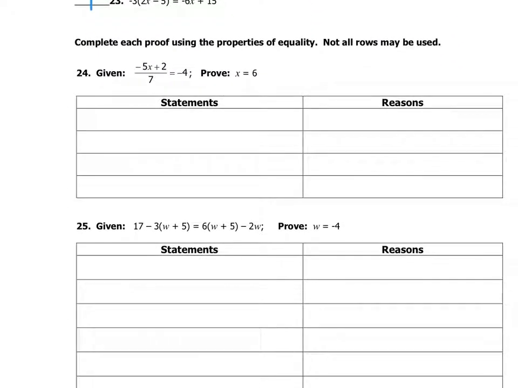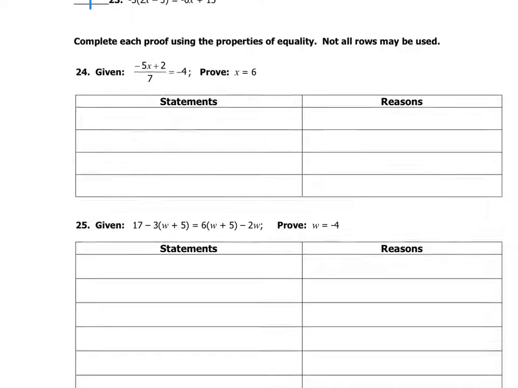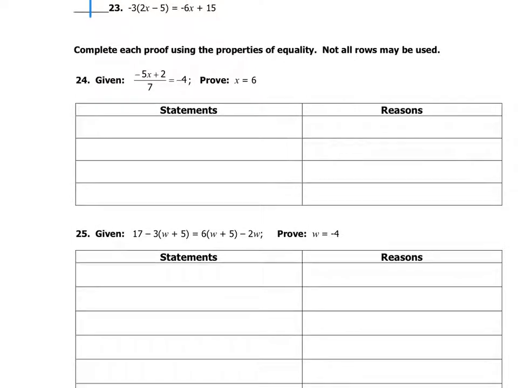24 and 25. All right, so here we go. We're going to work through this. We're basically solving the problem. So we start with negative 5x plus 2 over 7 equals negative 4. And there's your first reason right there. You fill in that blank.